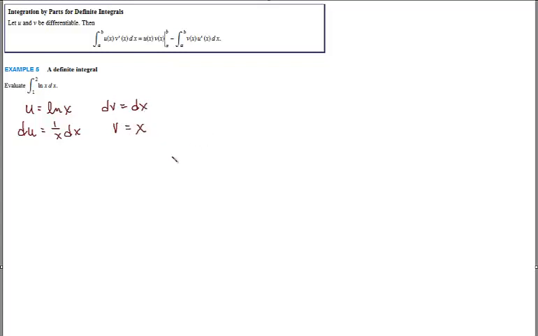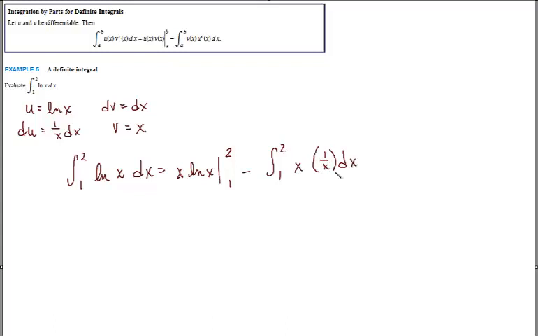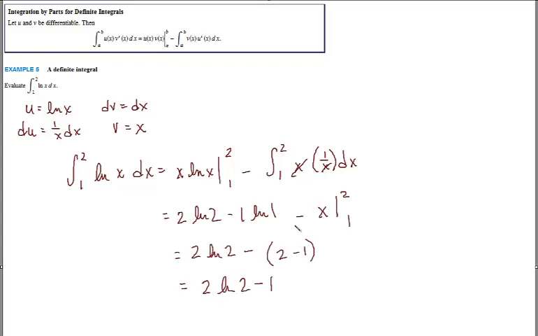Okay, so I'm going to plug that into my formula here. Alright, so let's watch this very last part where I say it's v, which is x, times my du, which is 1 over x dx. And this is pretty crafty here because that's going to be pretty cute. This is going to be plugging this in, 2 natural log of 2 minus 1 natural log of 1. Of course, that's going to be gone. Minus, and that's just an x evaluated from 1 to 2, and I'll write the rest of that down. Alright, there you have it. There's your exact answer. You can plug that in your calculator if you want to.